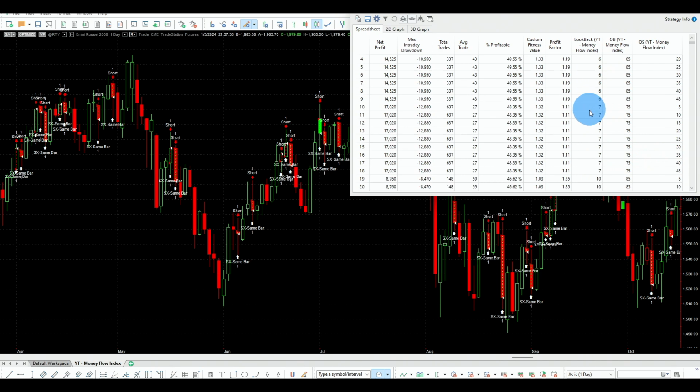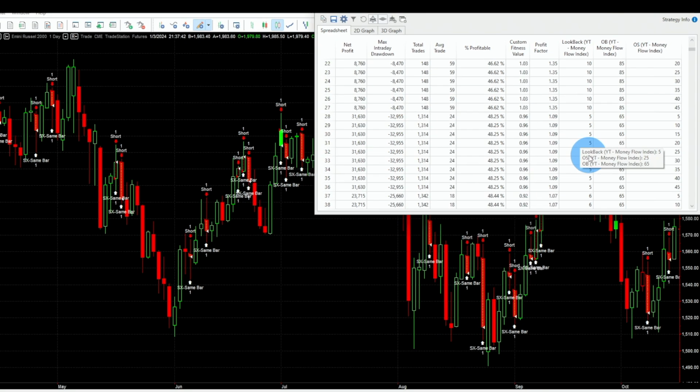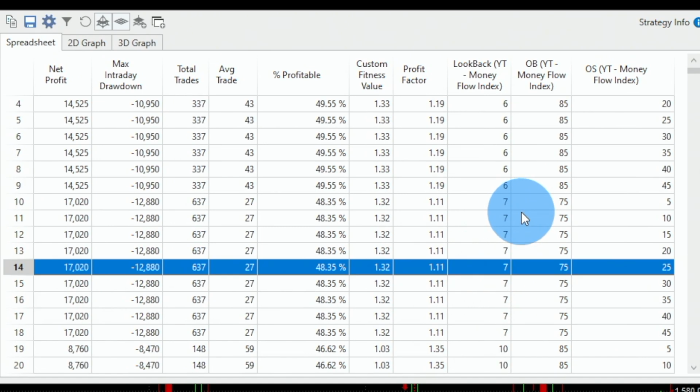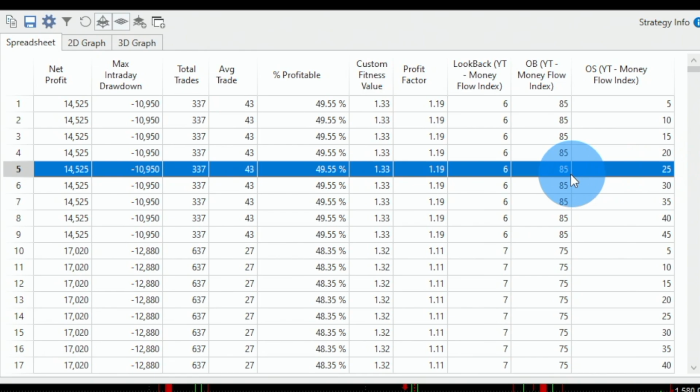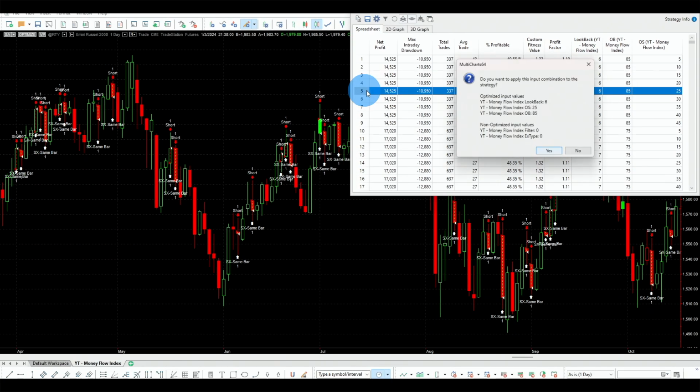And it looks like 6, 7, and 10. That's the look back. And after 10, we have 5. So then I think 6 would be a good choice. Now, between 6, all these are 85 and 75. So maybe we pick something in the middle. So 85, 25. Let's do that.